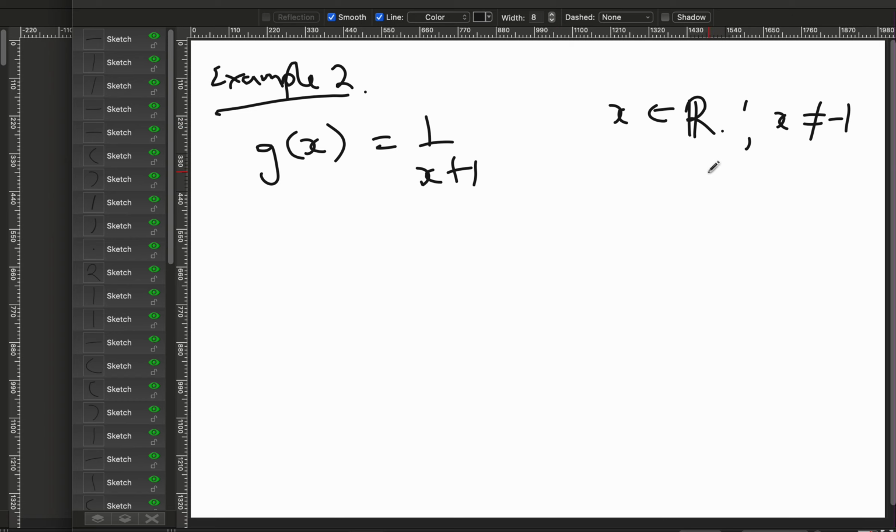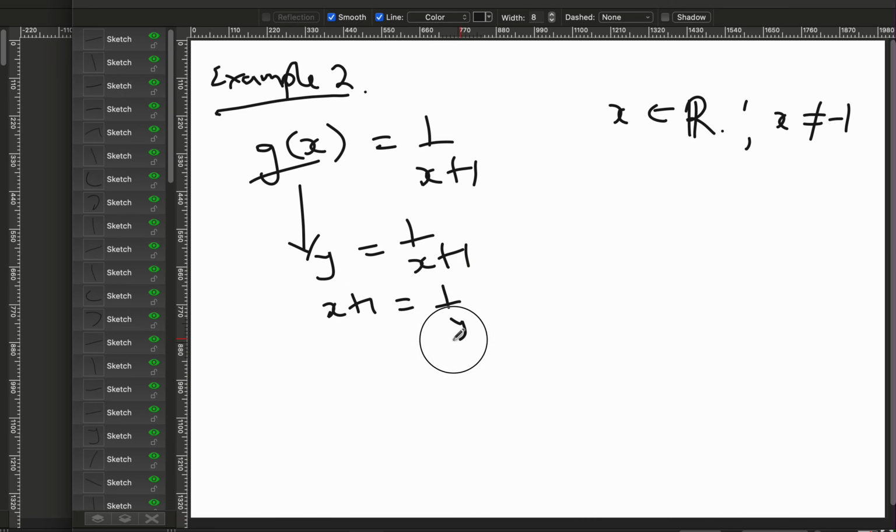So if I'm to find the inverse for this, I'll first have to find what? I'll first have to remove this and replace it with a y. So y is equal to 1 over x plus 1, and I need to make x the subject of the formula. If I do a cross multiplication there, I will see x plus 1 being equal to 1 over y, right? So to leave this with x now, x is now equal to 1 over y plus 1.